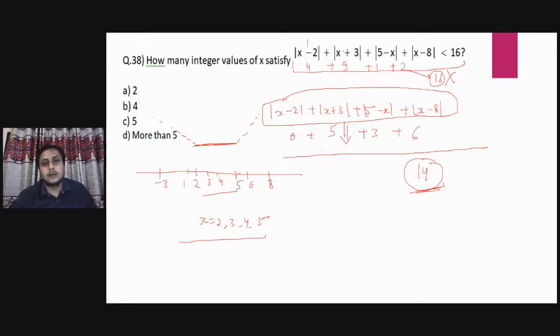When you put x equals 1, 1 minus 2 gives modulus 1, 1 plus 3 is 4, 5 minus 1 is 4, and 1 minus 8 gives 7. 8 plus 7 is 15, plus 1 is 16. Here also we get 16, but we need less than 16. So only at 4 values will we get less than 16. For any value of x more than 5 or less than 2, the value will be 16 or greater. So how many integer values? Only 4 values.